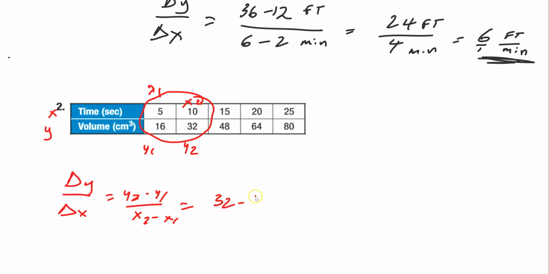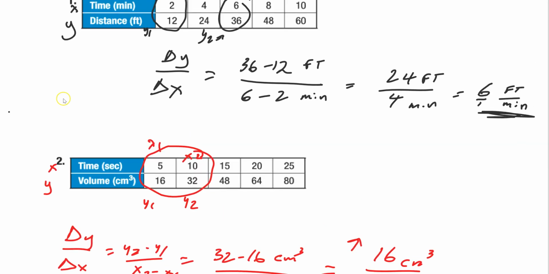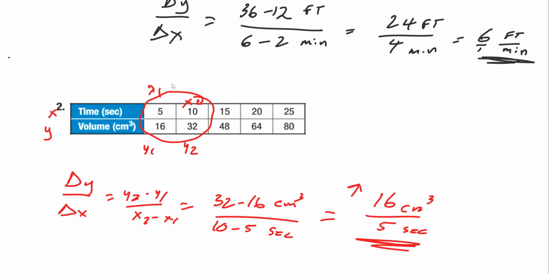So 32 minus 16, again, don't forget the units, centimeters cubed, over 10 minus 5 seconds. Subtract, you get 16 centimeters cubed over 5 seconds. Again, I will mark off if you don't put the units. So this increases, it's a positive value, an increase of 16 centimeters cubed every 5 seconds. So every 5 seconds you get 16 more centimeters cubed. That's the basic idea of rate of change.